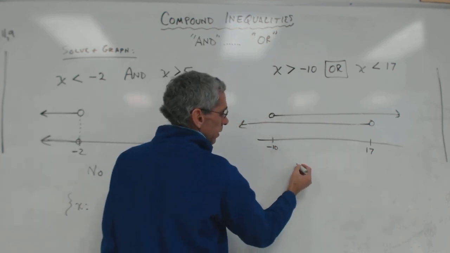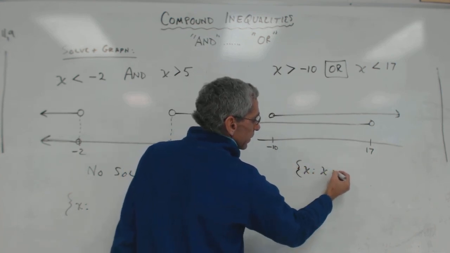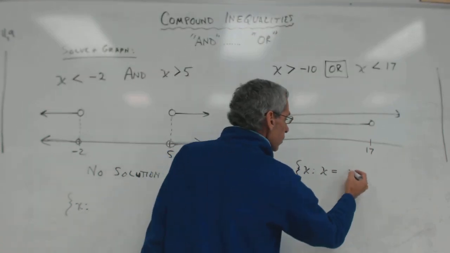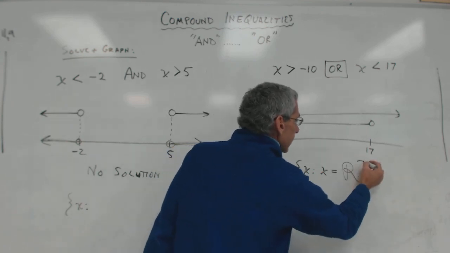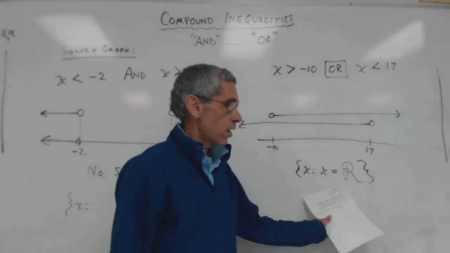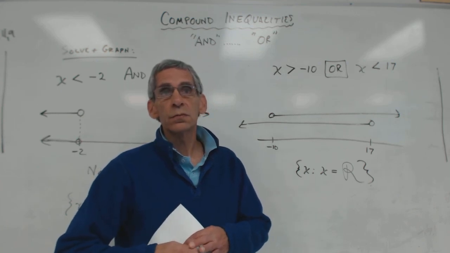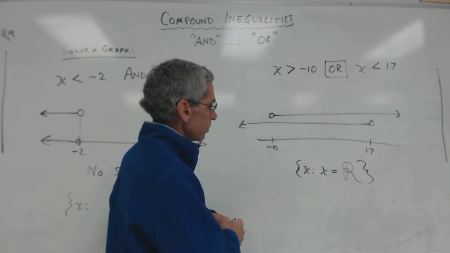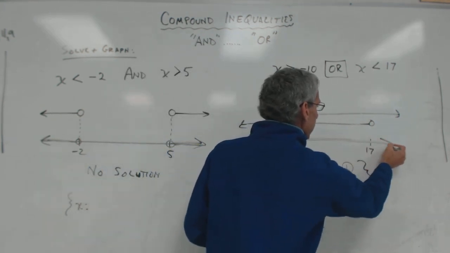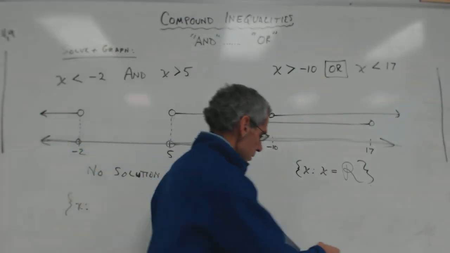So the answer here would be the set of all x's such that x is, you could write all real numbers, or there's a fancy way to do it in math. You do a capital, gorgeous little R, because it stands for real. A capital R like that means all real numbers in math, okay? And so the answer would be like this. The graph would be like this. It would go forever, both ways. Okay, that's it. Thank you.